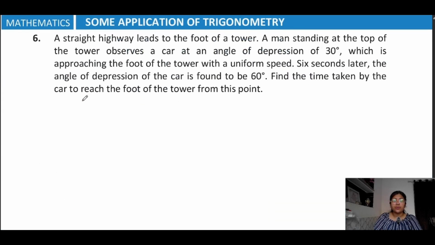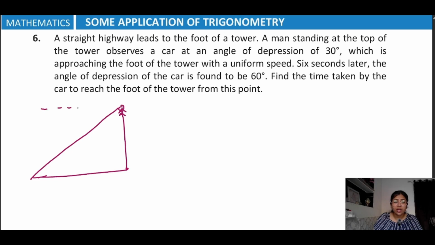Okay. Now do this. A straight highway leads to the foot of the tower. Okay, this is a straight highway leading to the foot of the tower. A man standing at the top of the tower. This is the man who is standing on the top of the tower. Observes the car at an angle of depression of 30 degree.